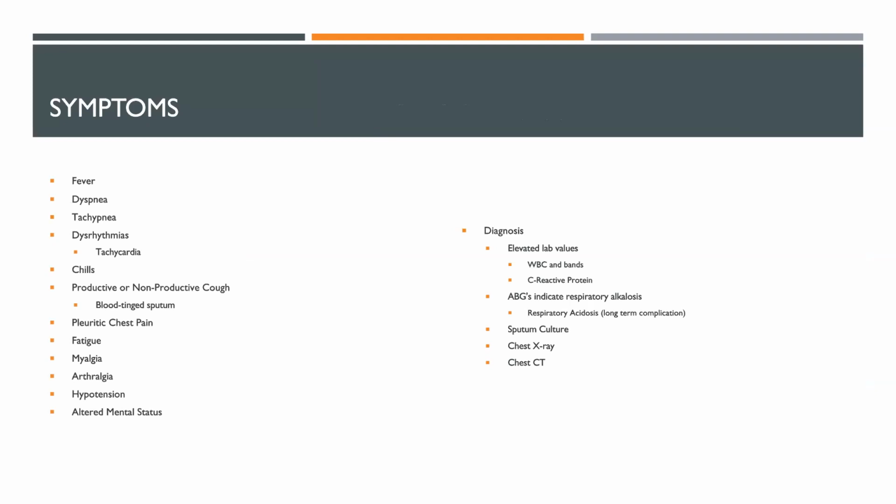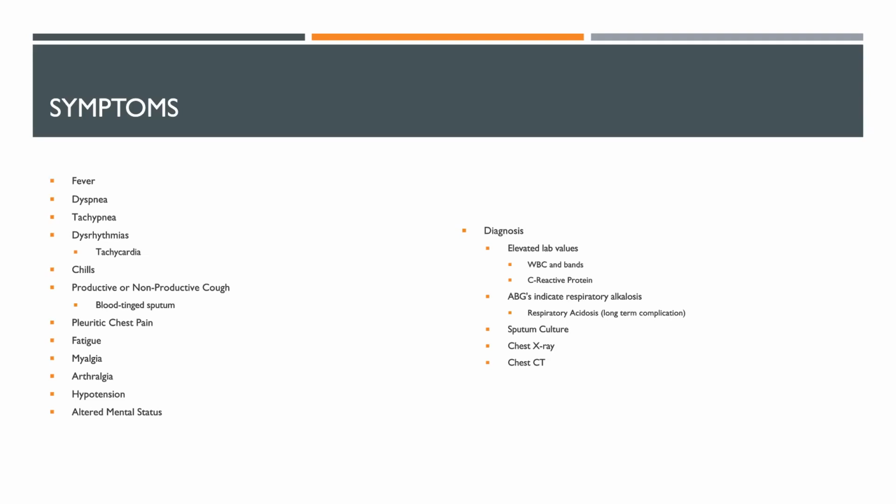Symptoms include fever, dyspnea, tachypnea, dysrhythmias, particularly tachycardia, chills, having either a productive or non-productive cough. If it is productive, the sputum may be blood tinged, having pleuritic chest pain, fatigue, myalgia, arthralgia, hypotension, and altered mental status.